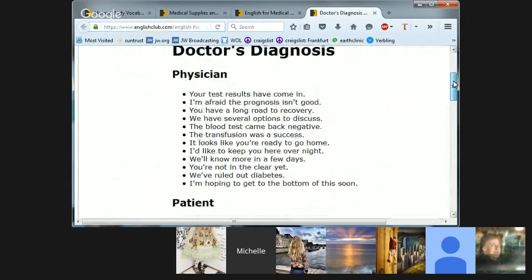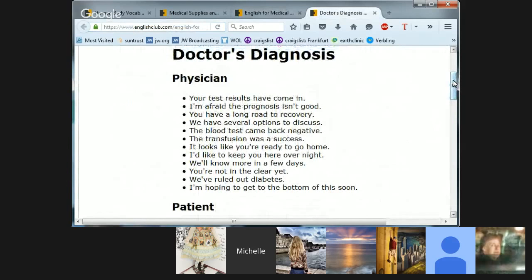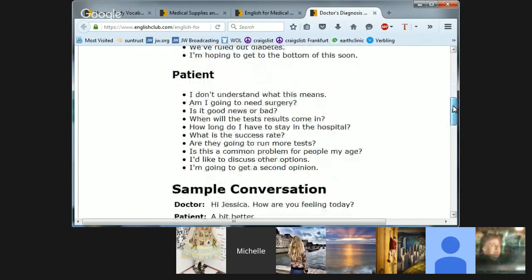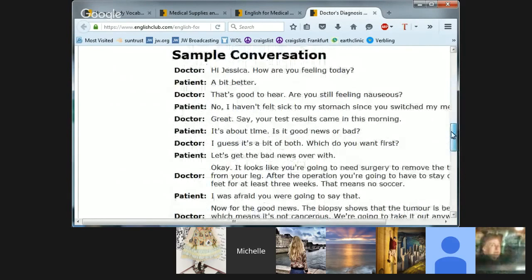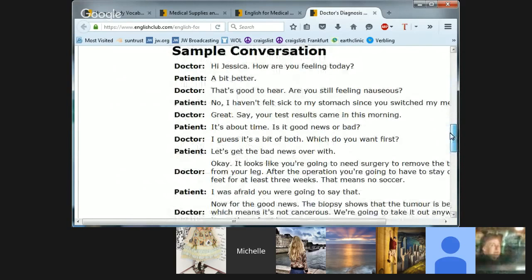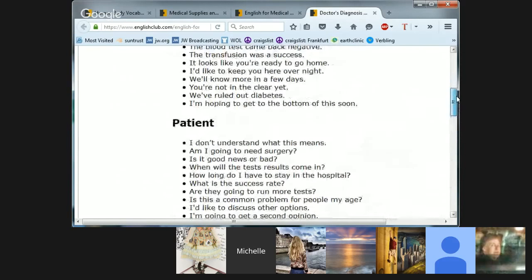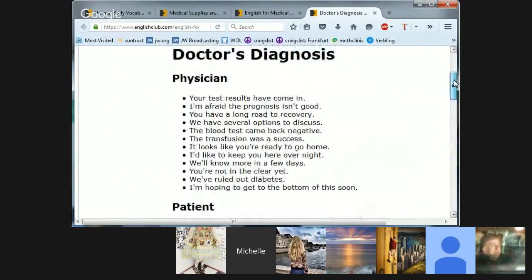And so when you are at the doctor, if your doctor speaks English, you'll be getting a diagnosis from them, and you'll need to understand it. So these are some phrases that you might hear, and some phrases that you as a patient also might be able to use. And we can read a dialogue to see how a conversation might go in a natural way in an English setting.